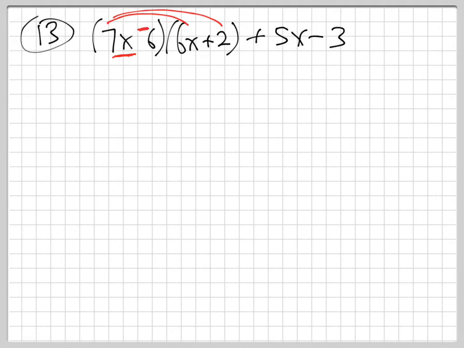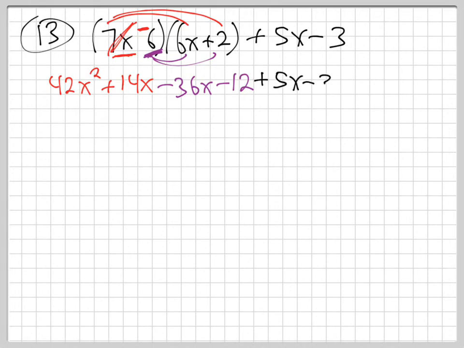So that first one goes to both, and so we get 42x squared plus 14x. And he's done. Is that good? And then the minus 6 goes to both. Minus 36x minus 12. Is that good? And then just bring down the stuff on the right side, plus 5x minus 3. How we doing? And then combine like terms.